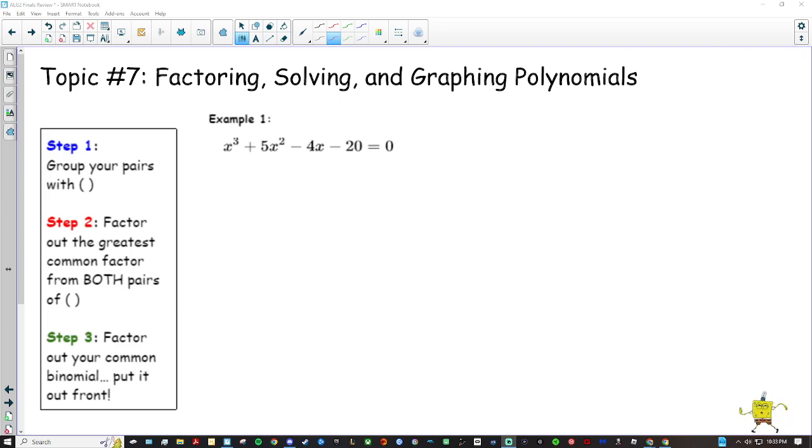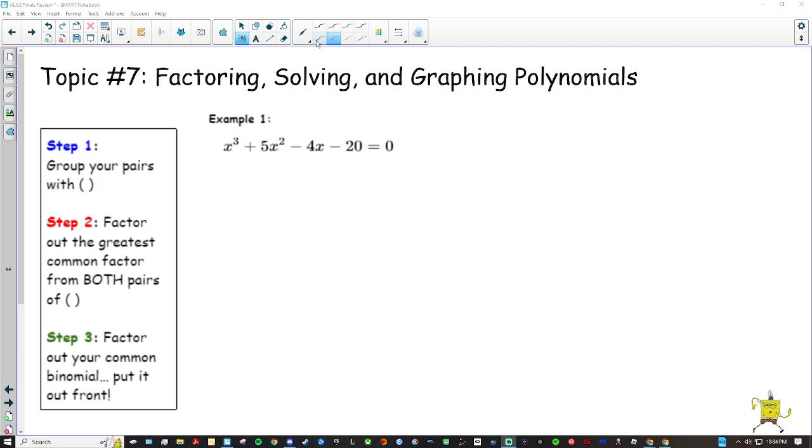Topic number 7 for your midterm, last one. Factor, solve, graph, polynomials, the whole shebang. We are going to cover 2 examples. The first one, we are going to review factoring by grouping. You will have to do it on your midterm. And then we will do one graphing problem. So let us start with factoring by grouping.